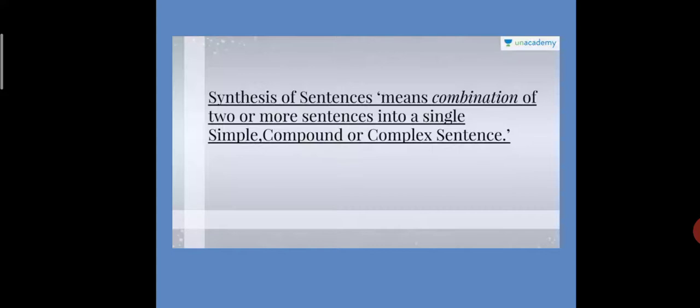So synthesis of sentences means combination of two or more sentences into a single simple, compound or complex sentence. I am repeating it again. Synthesis of sentence means combination of two or more sentences into a single simple, compound or complex sentence.